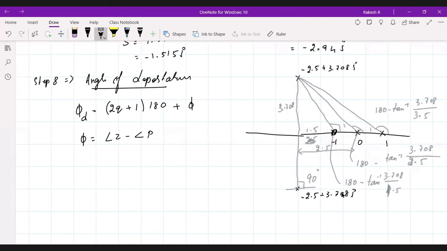So I can directly write here. So phi 5 will be what? Phi 5, that is zeros. Angle of zeros is 180 minus tan inverse of this one. This is 0 here, not a pole. So the angle of zero is 180 minus tan inverse of this angle, tan inverse 3.708 divided by 2.5, right? This is angle phi 5 of zeros.